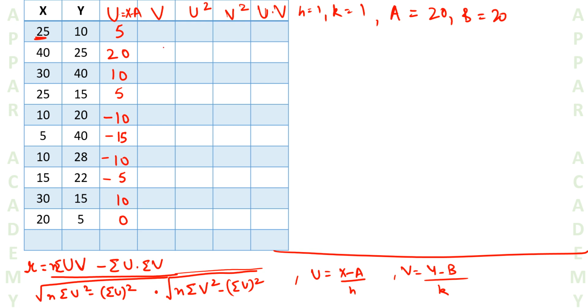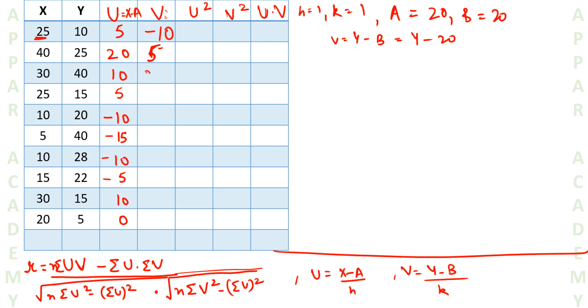Alright, so next, let's find out v. v is again y minus b, so v is equal to y minus 20. Now 10 minus 20 is minus 10, 25 minus 20 is 5.